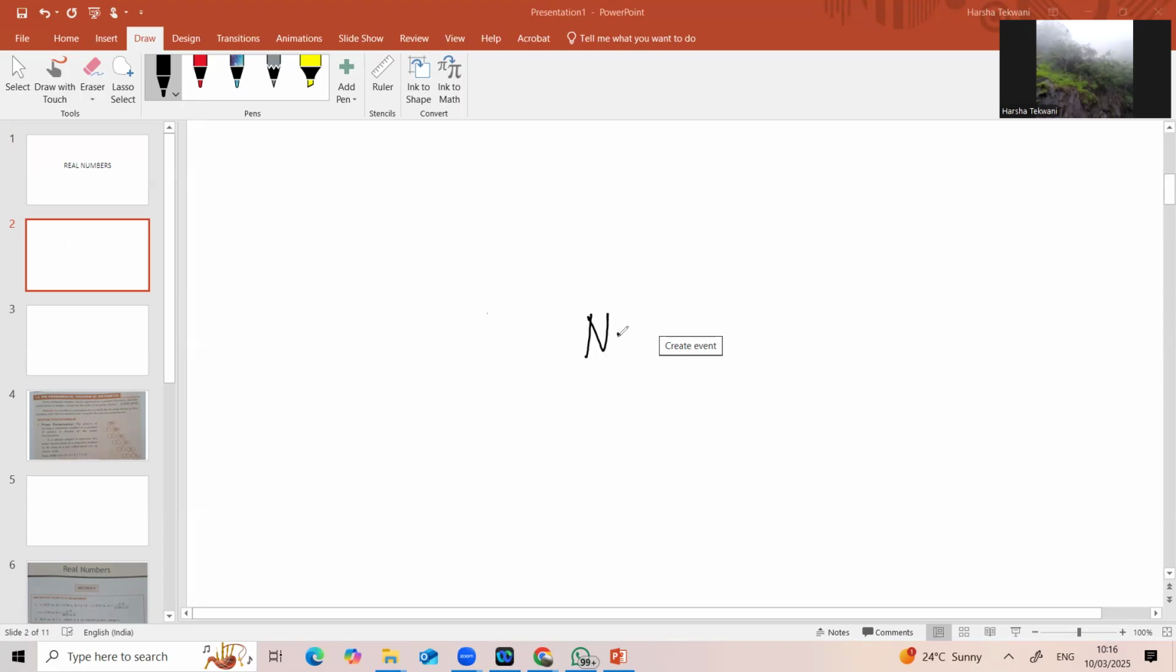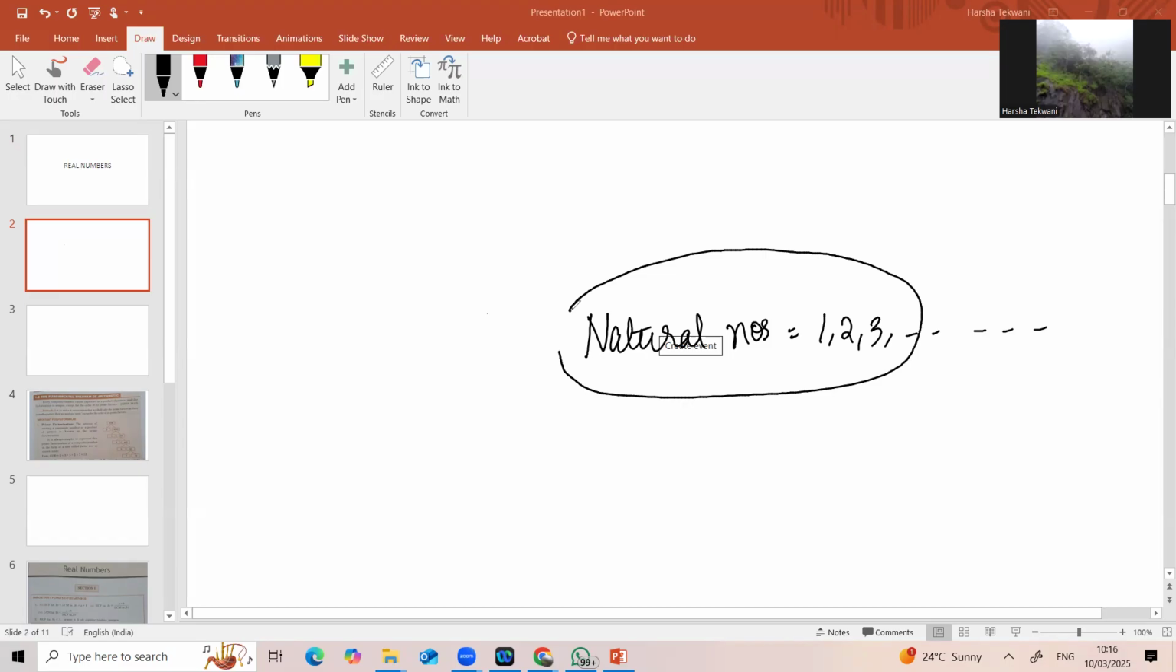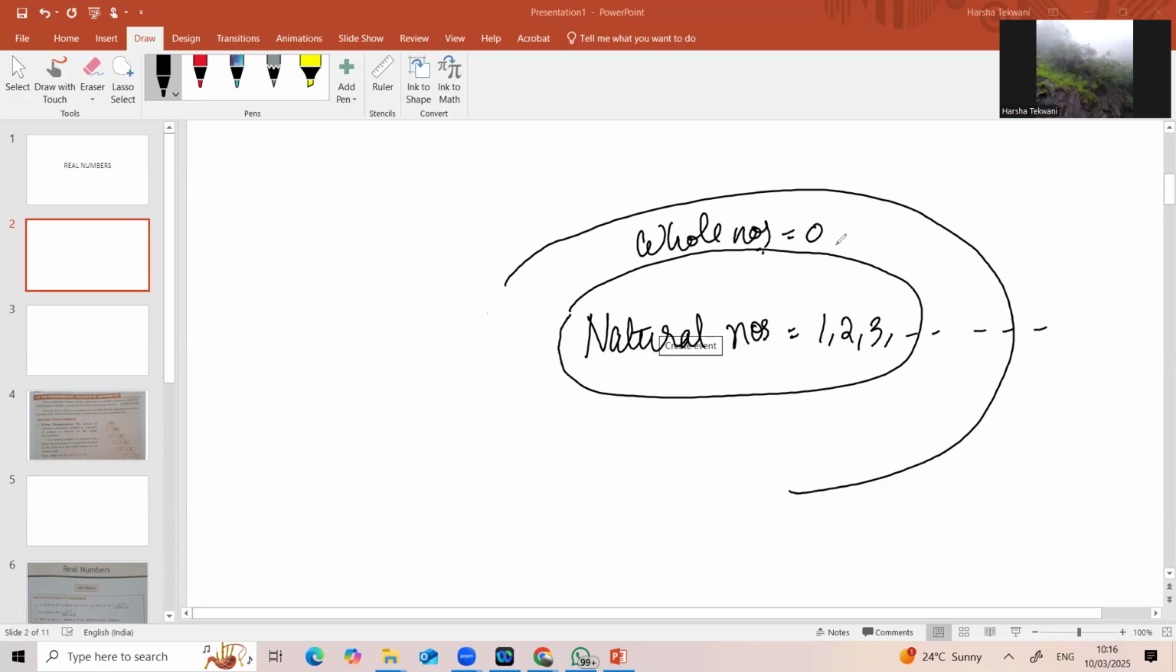starting from the beginning. Natural numbers. These are nothing but the counting numbers starting from 1. It goes on till infinity, right? Then came the whole numbers. Whole numbers have 0, 1, 2, including 0 and all the positive numbers.